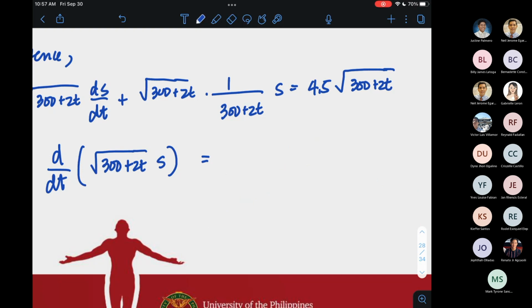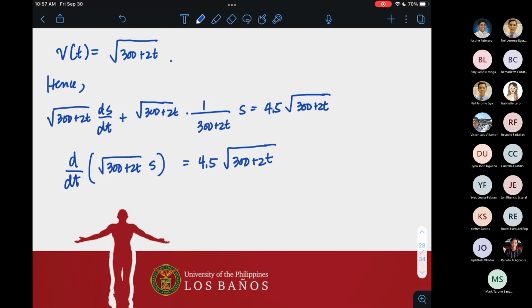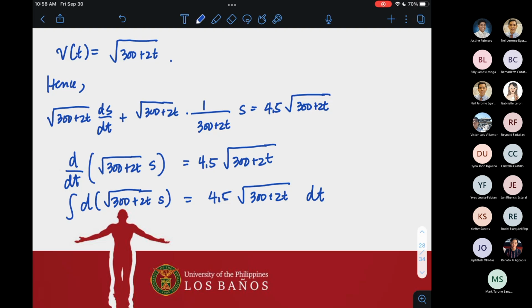So yung right-hand side na lang natin ay 4.5 square root ng 300 plus 2t. Okay? Tapos, gagawin ko na. Multiply ako ng dt to both sides para ito na lang yung matira sa left. Equals 4.5 square root ng 300 plus 2t times dt. Tapos I will integrate.